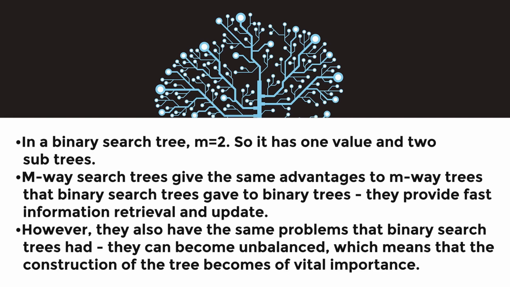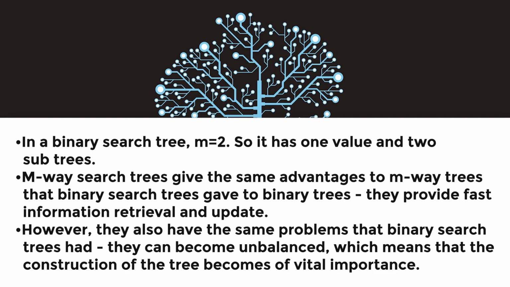We already discussed this point in the last tutorial on binary search trees. That provides fast information retrieval and update as compared to a binary tree. In an M-way tree, when you're updating your data or retrieving your data from memory, as compared to the binary search tree, it definitely takes less time. So it's an updated version of a binary search tree.